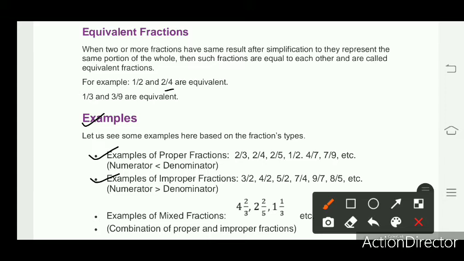Right? Now we will discuss examples of mixed fractions. You all know that a mixed fraction has two parts: one is a whole number and the second one is a fraction part, right? And how we read this mixed fraction: 4 whole 2 upon 3, 2 whole 2 upon 5, and 1 whole 1 upon 3, etc.